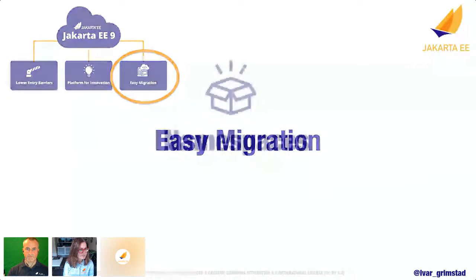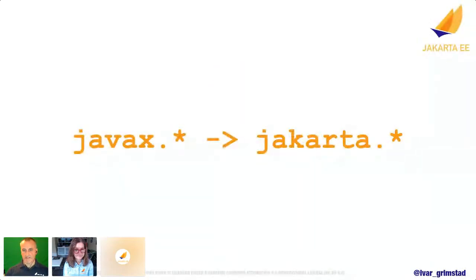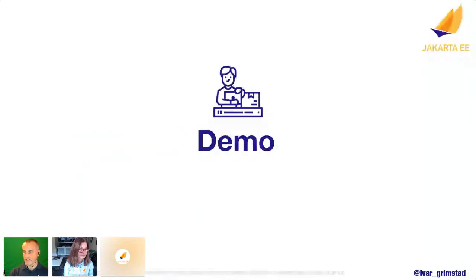Talking about namespace, Ivar, maybe you want to touch on that a little bit more? Sure. So what we're talking about here is that we're moving everything from the javax namespace to the Jakarta namespace, and that is a pretty major thing, even though it's kind of just switching text. But I think it's easier to actually see it in action, what we mean by this. So I think I'll run a demo and show how we do it.